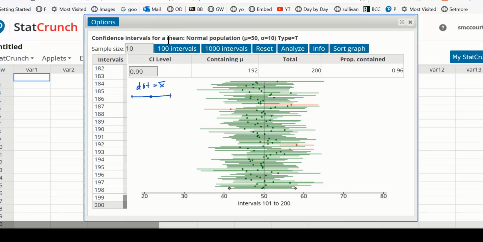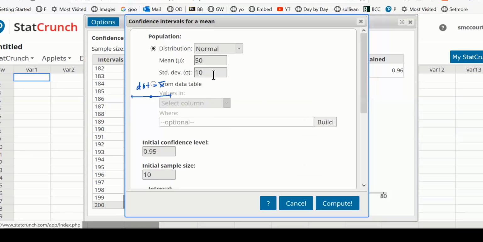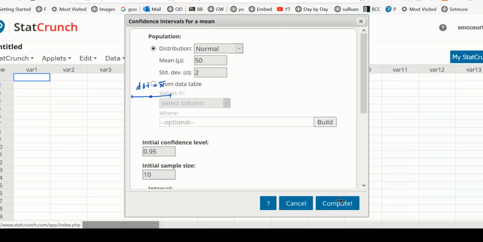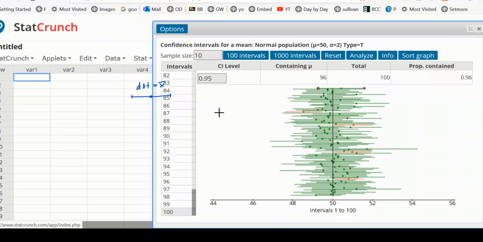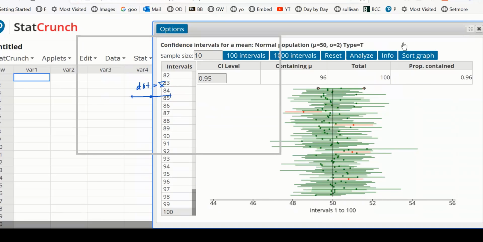Okay. Now, if I go back to my options, I can also change my standard deviation. So let's pick a standard deviation instead of 10. Let's pick it to be 2. So we're going to have a skinnier distribution to begin with. And it's going to make me have smaller confidence intervals because my standard deviation is going to be smaller to begin with. All right.